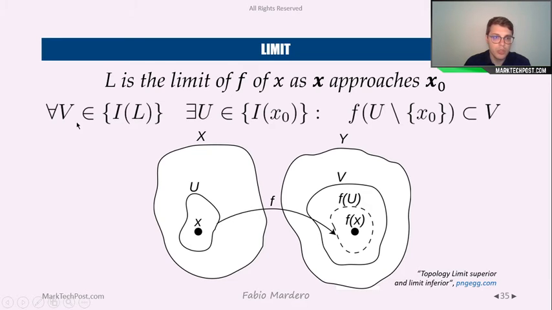And remember, we can choose the neighborhood we want. So V could be as small as we want, closer to the limit, but we will always be able to find another neighborhood, maybe smaller, very small or very big, doesn't matter, such that the image of this neighborhood through f will map inside our smaller V.